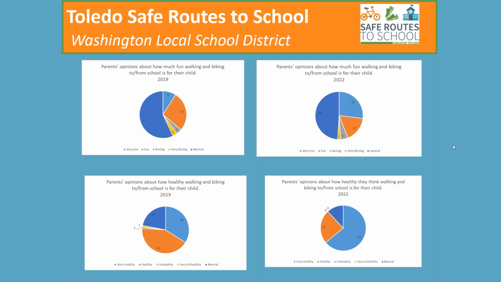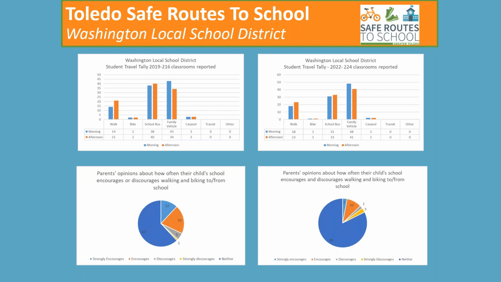In 2019, as far as very fun and fun, almost 80% of the parents thought that walking and biking was fun, and then that increased significantly in 2022. The same goes for how healthy they think walking and biking is. Their opinions changed greatly on how healthy walking and biking to school is for their students.